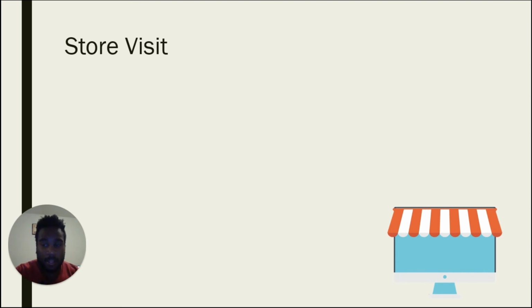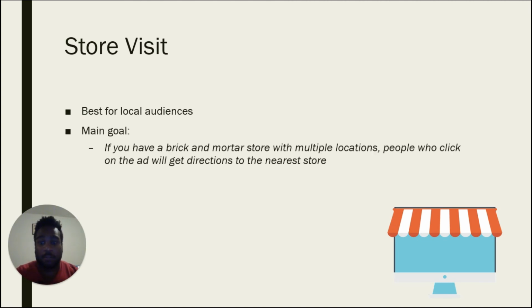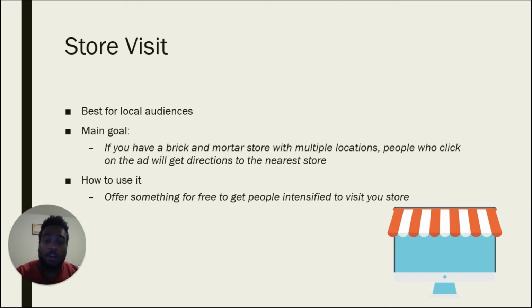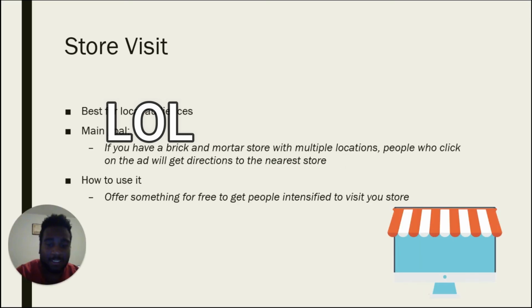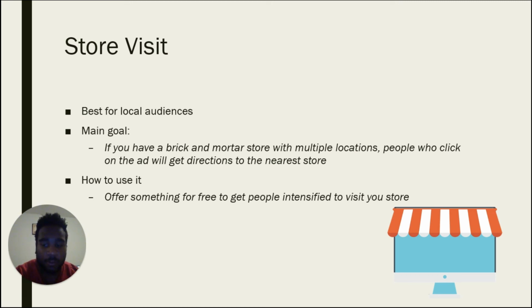And last but not least, we have store visits. So store visits is best for local audiences. And the main goal of it is, if you have a brick and mortar store with multiple locations, you have to have multiple locations. People who click on the ad will get directions to the nearest store. And how would you use it? You want to offer something for free to get people incentivized to visit your store. So you want to offer maybe free dog tags or free sugar tablets, or something that's small and free that you can get people to go into your store.